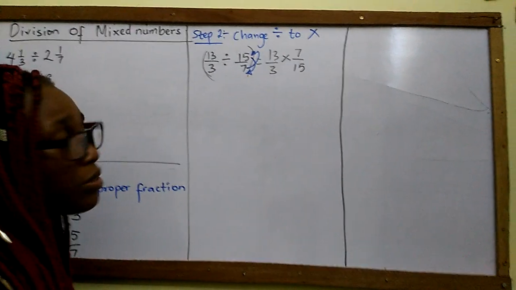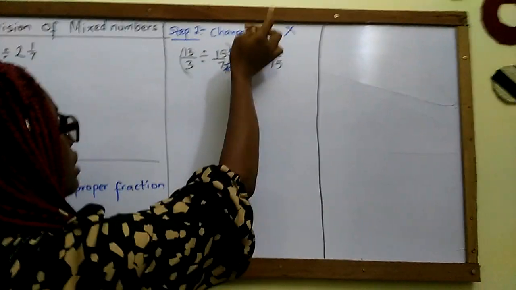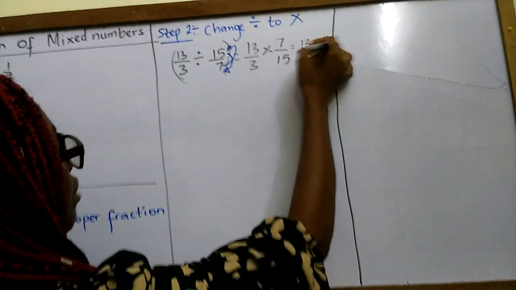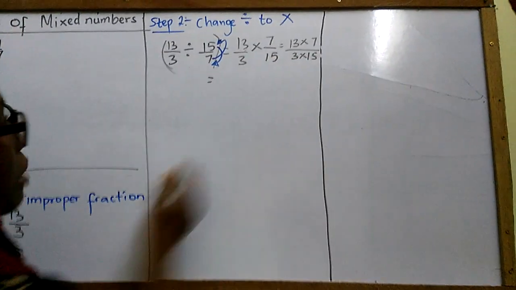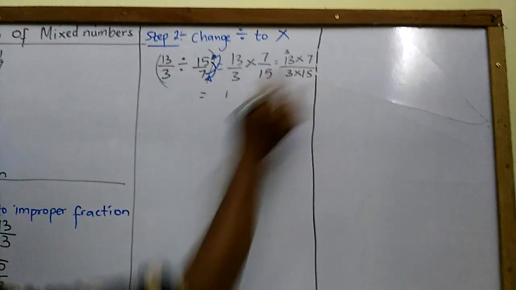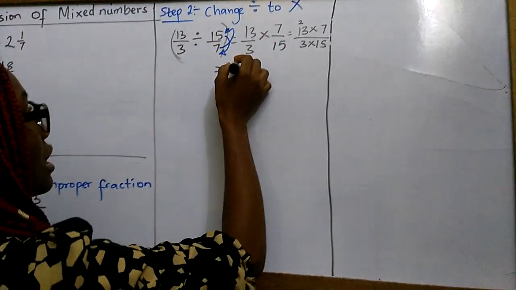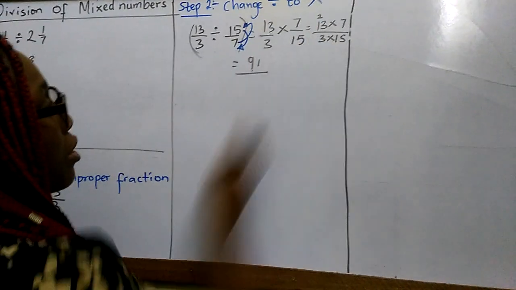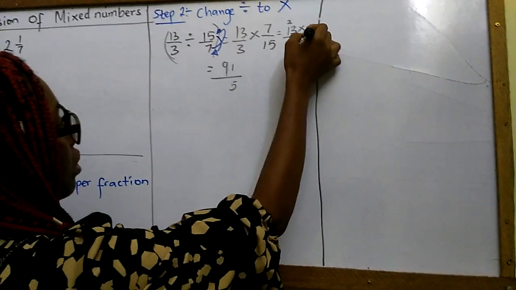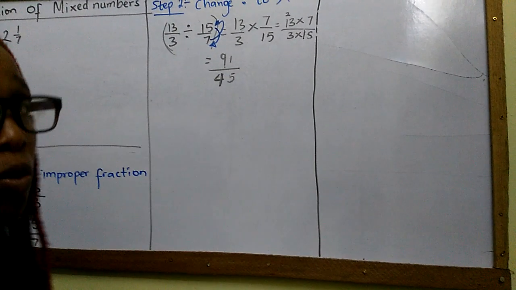Looking at this fraction, you can't say something goes into 13 and something goes into 15. No, there's no factor that can go into 13 and 15. So what we do is 13 times 7 over 3 times 15. 13 times 7: 3 times 7 is 21, 1 carry 2. 7 times 1 is 7, plus 2, that is 91. Here we have 91 over 3 times 15. 3 times 5 is 15, 5 carry 1. 3 times 1 is 3, plus 1 is 4. Here you have 91 over 45.